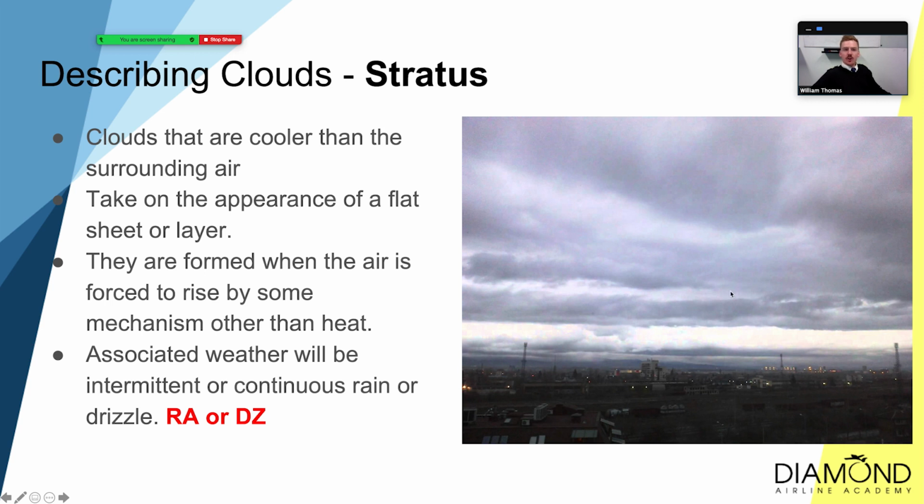All right, then we have stratus clouds. Stratus clouds are cooler than the surrounding air, so they don't tend to rise up like cumulus clouds do. They just sit as a flat layer or sheet. They are formed when the air is forced to rise by some mechanism other than heat. So associated weather will be intermittent or continuous rain or drizzle. So that's stratus clouds, and we also have cumulus clouds. Now let's break those two main subtypes down even further.